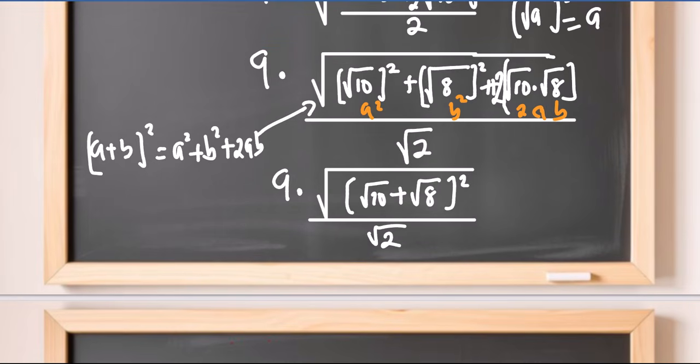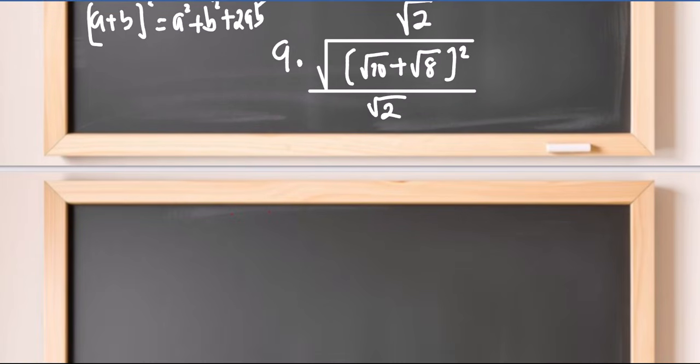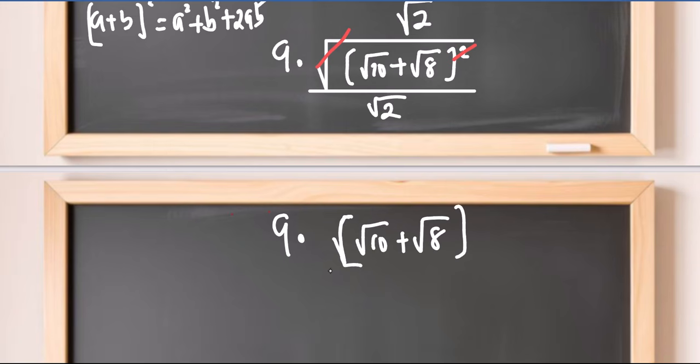Now, this has been a little bit simplified. So here I'm going to have my 9 multiplied by the square root. If you look at this carefully, this square root cancels out the square. It cancels out the square. So in this regard, I can say that I have my 9 multiplied by the square root of 10 plus the square root of 8, everything divided by the square root of 2.